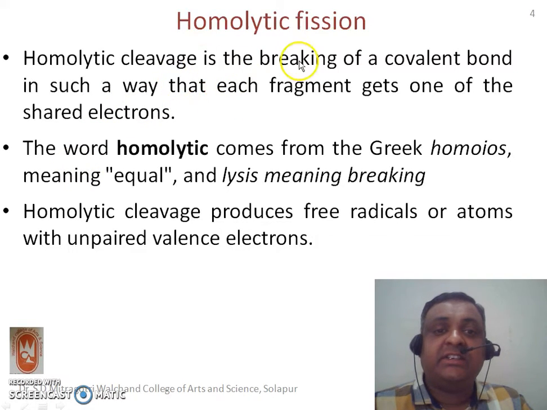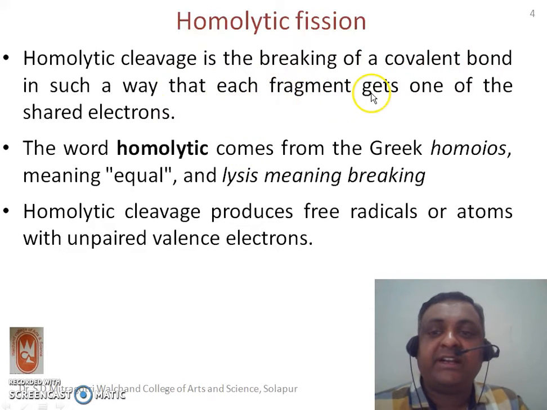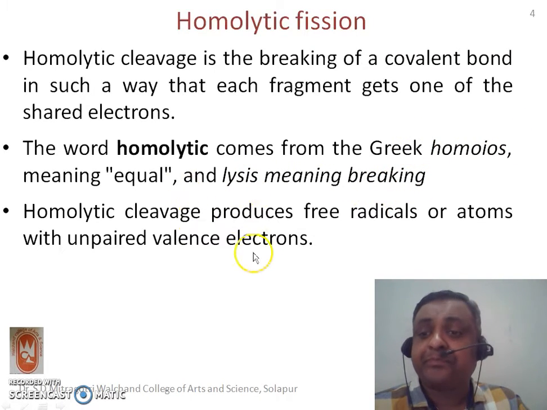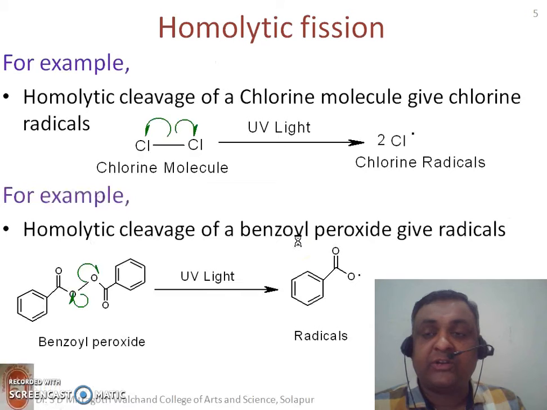Homolytic cleavage is the breaking of a covalent bond in such a way that each fragment gets one of the shared electrons. The word homolytic comes from Greek, where homeos means equal and lysis means breaking. Homolytic cleavage produces free radicals, or atoms with unpaired valence electrons. We will see some examples.